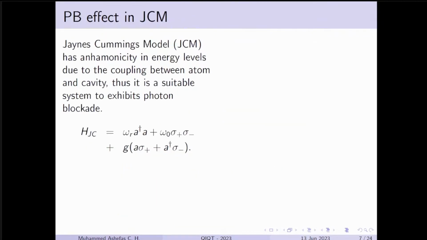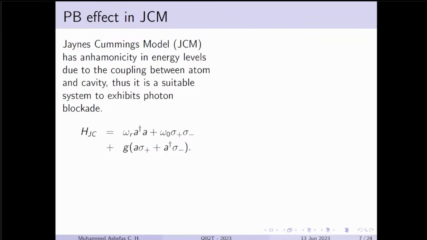And this can be achieved in the Jaynes-Cummings model. So how we can achieve the Jaynes-Cummings model, that I will explain in this slide. We already know about the Jaynes-Cummings model. It is a two-level system confined in a cavity, a single-mode cavity.